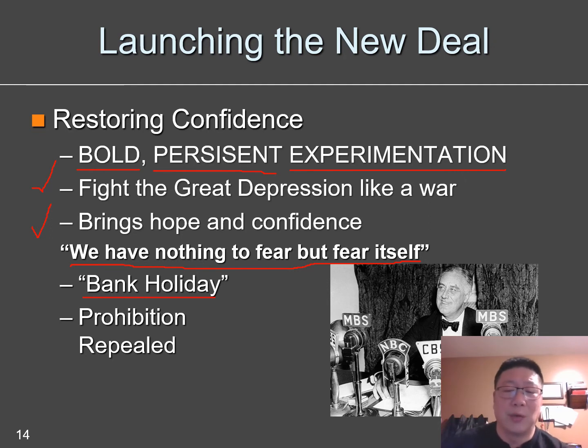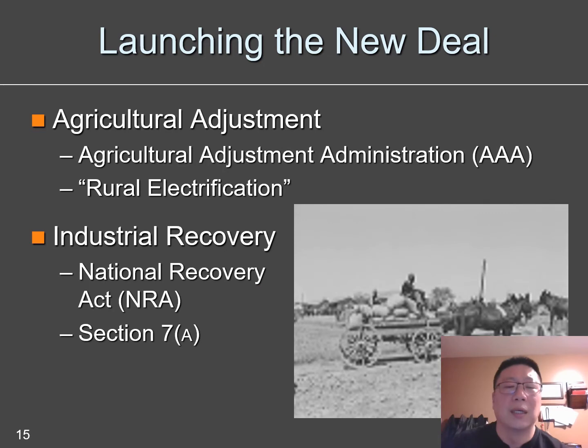Roosevelt goes on radio and explains to the public what the bank holiday is all about. After the banks reopened, people actually rushed back to put their money back into the banks, which is going to help the economy. And by the way, Prohibition was repealed.